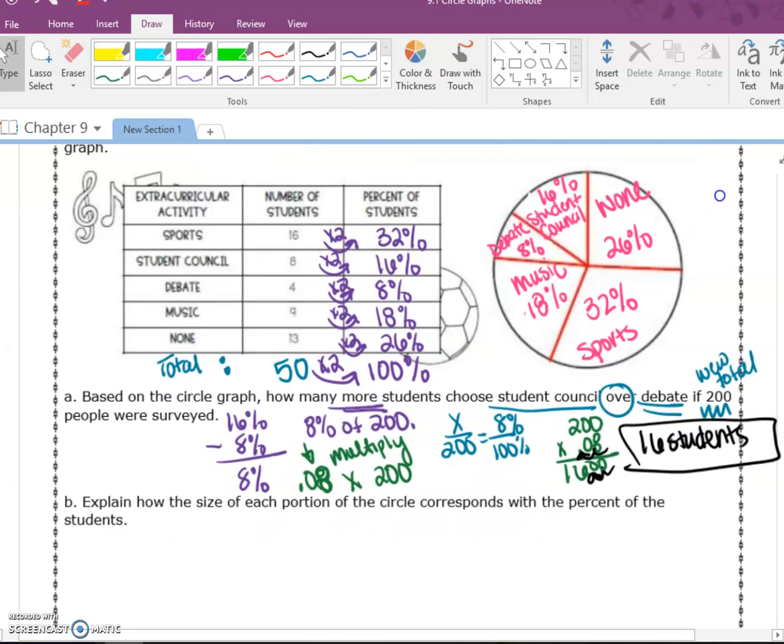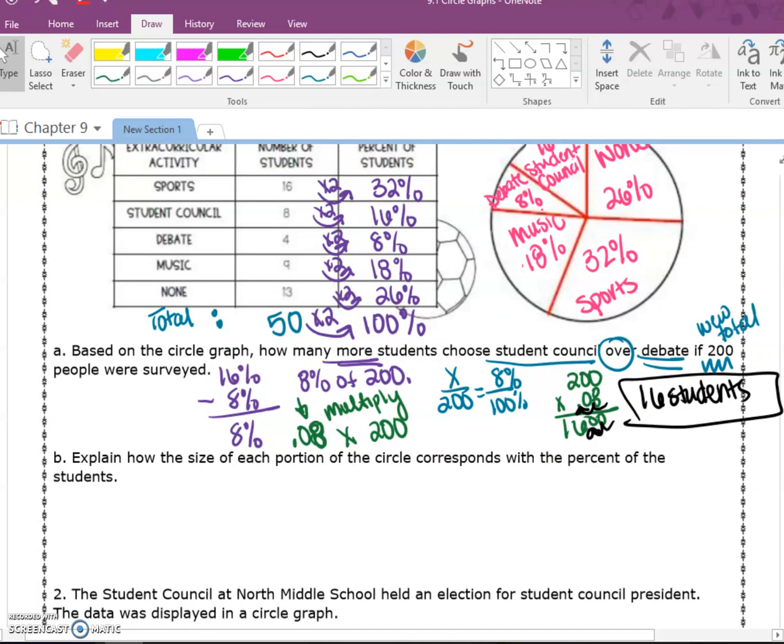Okay, so now let's look at B. Explain how the size of each portion of the circle corresponds with the percentage of the students. So if you look at the percents now, no matter what the percent would, or the number of students, you would look to see. So 32% had 16 students. That was the largest number. So the sizes correspond with the numbers. So 32% is the largest, and we can see that because it is the largest number of students is 16.